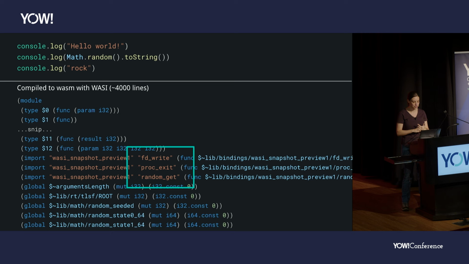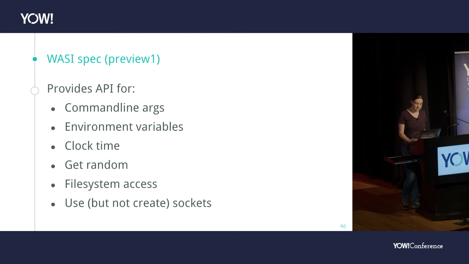These are all specified as part of the WebAssembly system interface. And the WASI spec provides command line arguments, environment variables, the current clock time, getting random numbers, accessing the file system. It can use, but it can't create sockets. This is preview one. There is also a preview two that's not finalized yet.